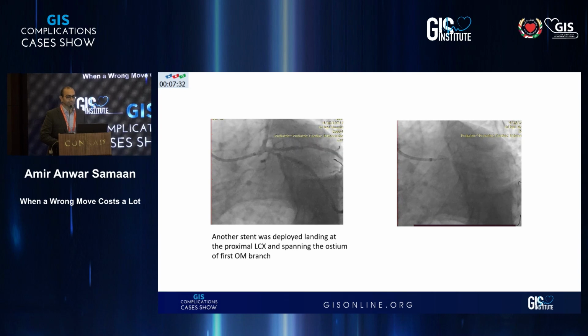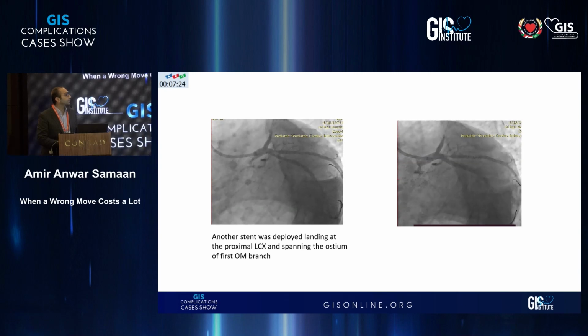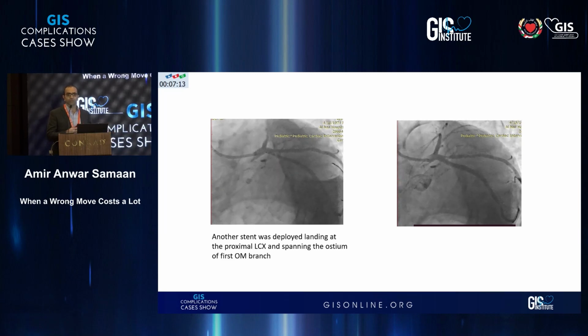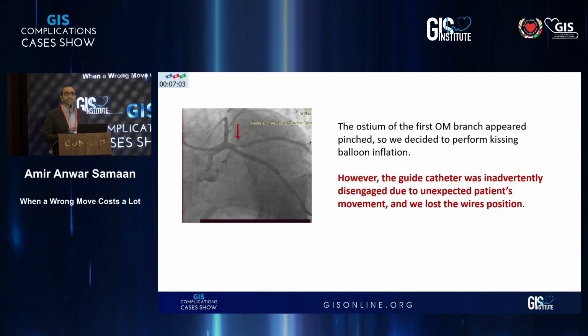And after deploying the second stent, we noticed that this large high lateral OM showed pinching of the ostium. And unfortunately, at this stage, due to unexpected movement of the patient, we lost the system. The wires and the guiding came out, disengaged, and we lost the wires. And we had to re-engage again and reintroduce our wires. This was how the high lateral branch looked like.